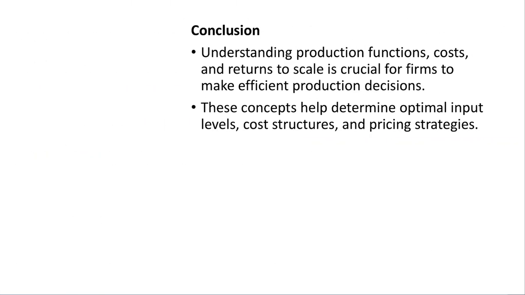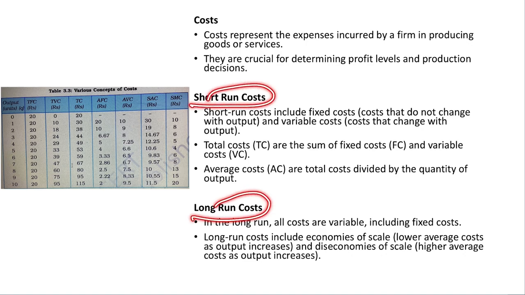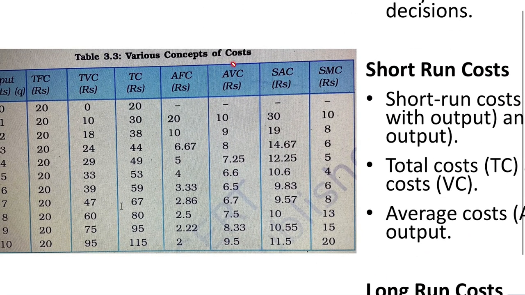Now, as I said earlier, the production process involves various inputs, and you have to pay for the inputs, right? And the higher you pay for the inputs, your product will be costlier, right? So you have to measure the costs. What are the costs involved in the production process? There are two types of cost: short run cost and long run cost. In the short run and long run, we use various metrics, such as average variable cost, average fixed cost, short run average cost, short run marginal cost.